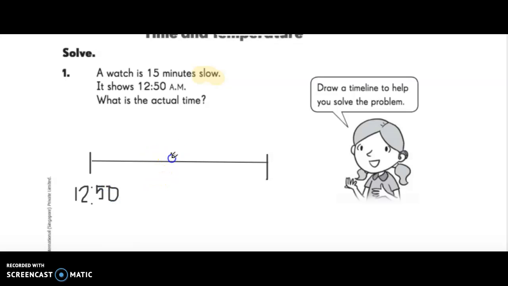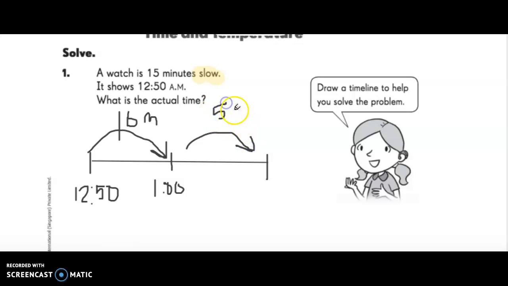Now we need to think, we're going to jump to that next solid hour, because when you jump past that, it gets a little confusing. So we're going to jump 10 minutes here, and then we need to go a total of 15 minutes, which means we need to jump 5 more minutes to get a final answer of 1:05 a.m.